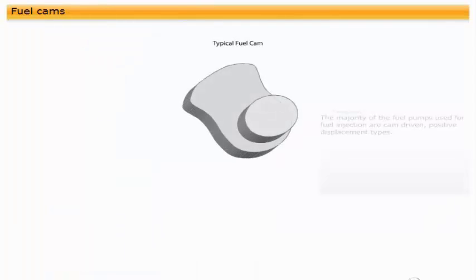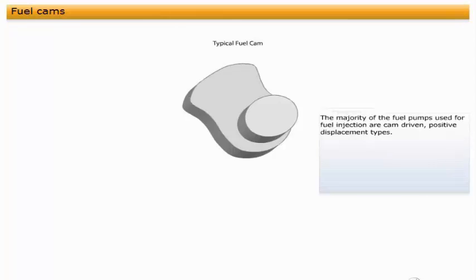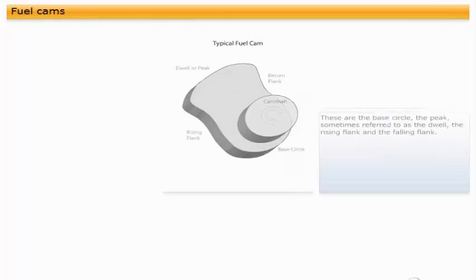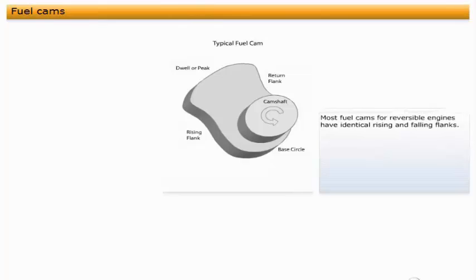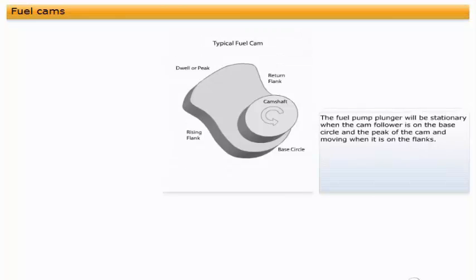The majority of the fuel pumps used for fuel injection are cam-driven positive displacement types. The rate at which fuel is delivered to the engine cylinders is dependent on the engine speed and the operating profile of the fuel cam. The fuel cam shape is made up of a number of sections. These are the base circle, the peak, sometimes referred to as the dwell, the rising flank, and the falling flank. Most fuel cams for reversible engines have identical rising and falling flanks. The fuel pump plunger will be stationary when the cam follower is on the base circle and the peak of the cam, and moving when it is on the flanks.